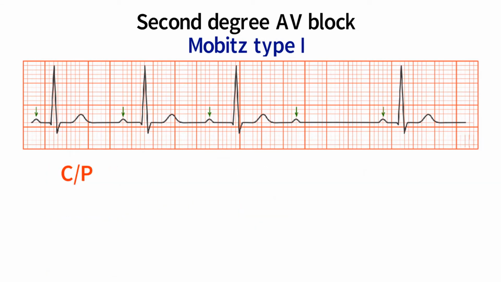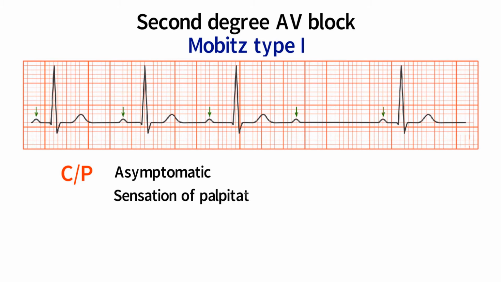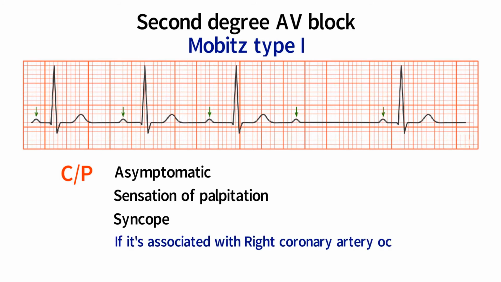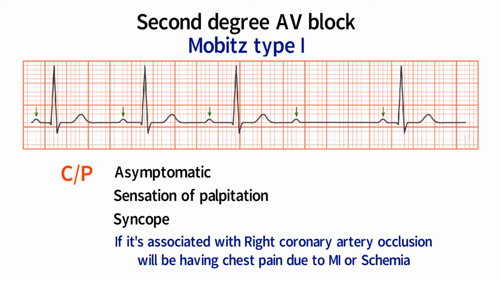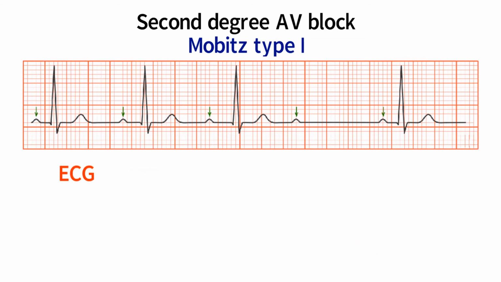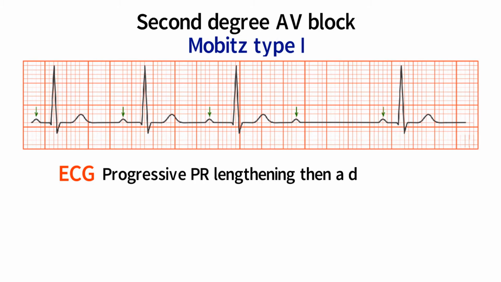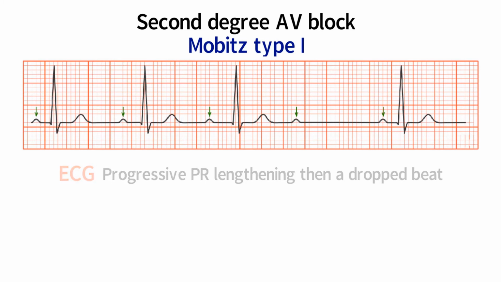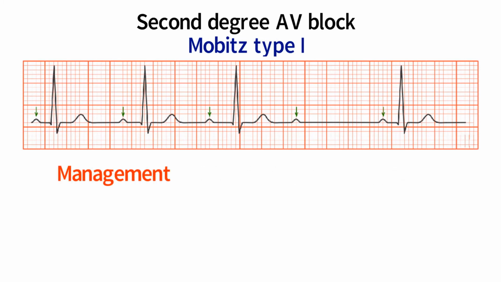The clinical picture of this patient, he can be asymptomatic, or he can have a sensation of palpitation or even syncope. And if it's associated with right coronary artery occlusion, he will be having chest pain due to the myocardial infarction or ischemia. And if you check his or her ECG, he will be having progressive PR lengthening, then a dropped beat. So how do we manage this patient?